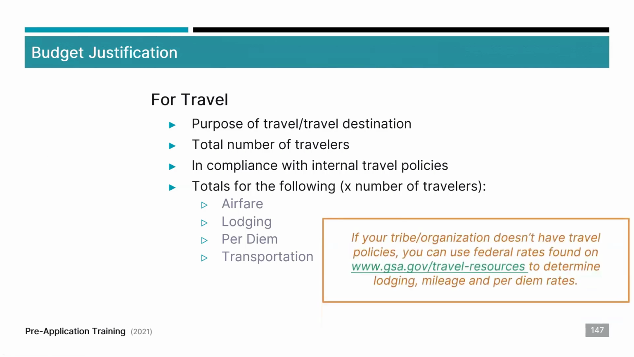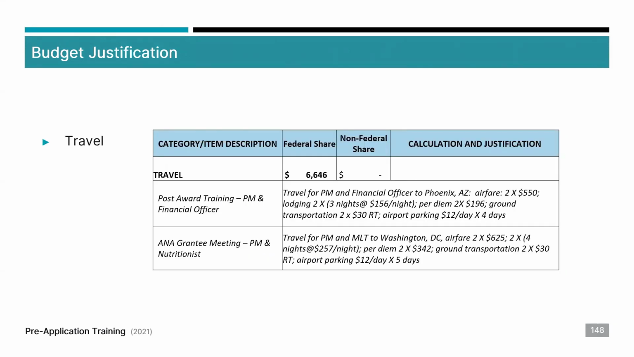So if your tribe or organization doesn't have set travel policies, you can use the federal rates found on the GSA website. So it's gsa.gov/travel-resources. And they can give you the cost, the federal rates for lodging, mileage, and per diem rates based on your destination. So here's the travel breakdown.